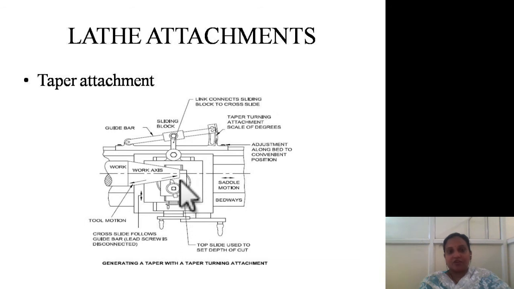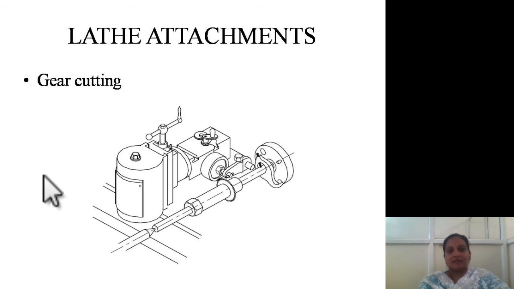And for this, what you need is a tool which is movable, so that it can change the position, so that you can get the workpiece from a larger diameter to a smaller diameter. It means you will get some conical-shaped thing. Okay, this is about the taper attachment. Next one is gear cutting.